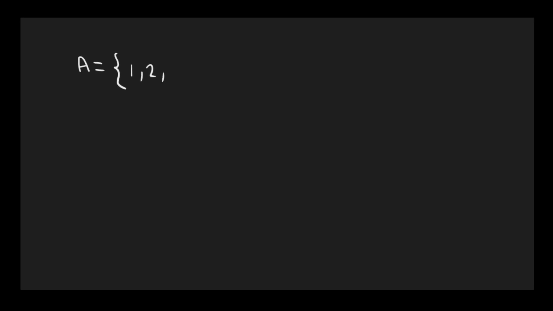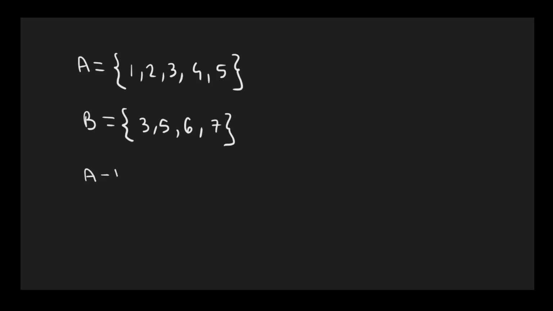1, 2, 3, 4, 5. Let's say we have B, which is 3, 5, 6, and 7. So what is the difference between A and B?